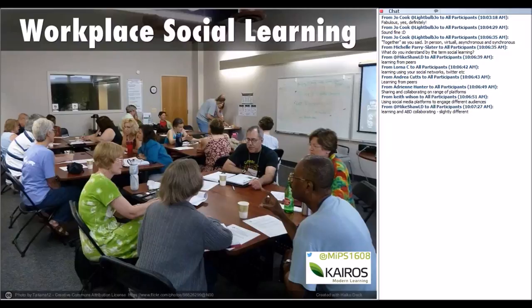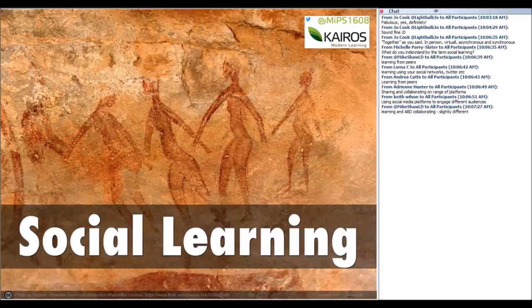Simply put, for me, social learning is people learning from people. It's as simple as that, and we've been doing it for millennia. It's the earliest way that we learn. So we can see from our cave painting here, the earliest days of how we learnt to, I don't know, pass fire around the globe, or a flint axe. Somebody invented the wheel, and suddenly everyone learns how to use the wheel.